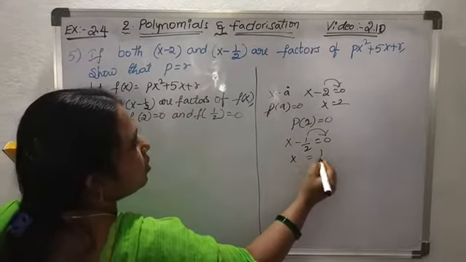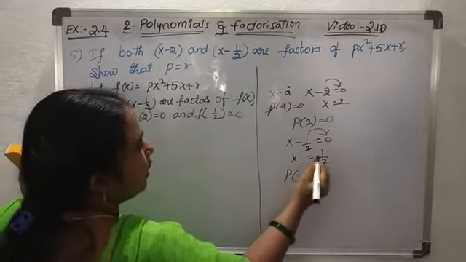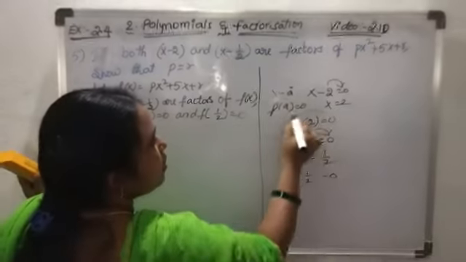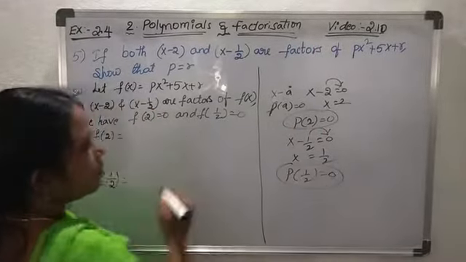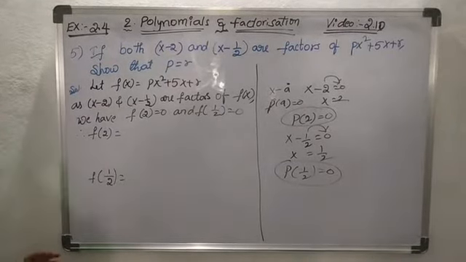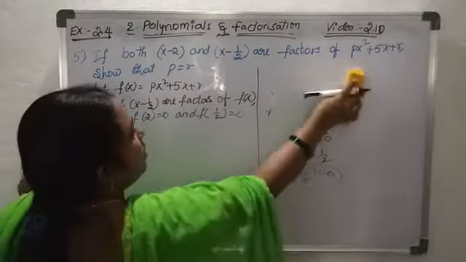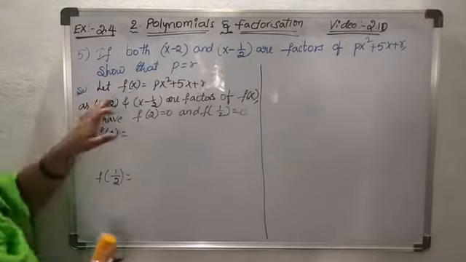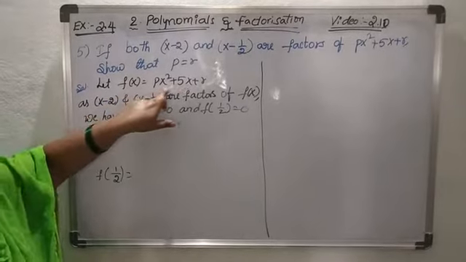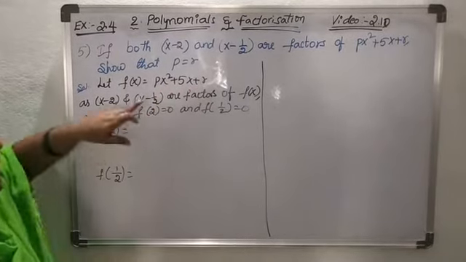x is equal to 1 by 2. So p of a, in the place of a we should write p of 1 by 2 is equal to 0. So by using this condition we have to solve the given problem. Here I am taking f instead of p, that is the only difference. Let's consider the given polynomial to be f of x is equal to px square plus 5x plus r.